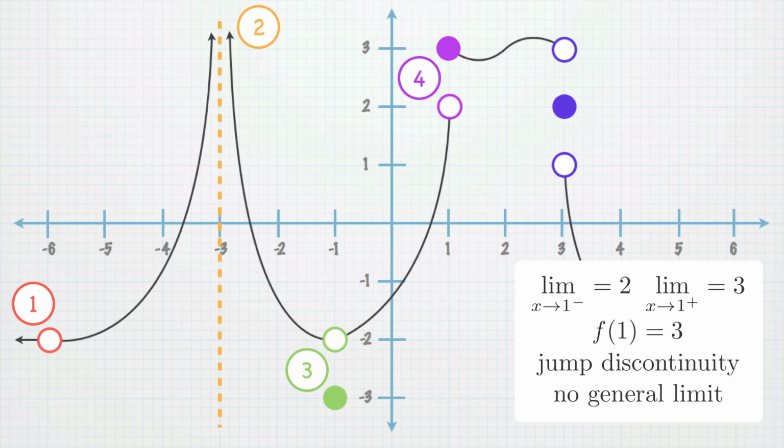The value of the function is equal to 3 since that is the shaded point. At the fifth and final point, the graph has another jump discontinuity with a left-hand limit of 3, a right-hand limit of 1, and, since these aren't equal, no general limit. The value of the function here is 2 since that is the shaded point.